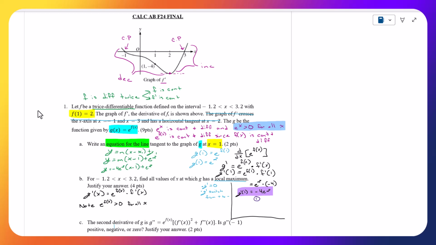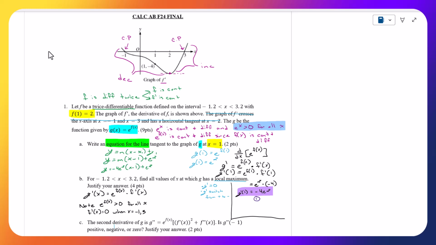But f prime of x equals 0 when x equals -1 and 3. So those are the 2 points we want to look at, because we're setting our factors to 0 basically. E to the f of x equals 0, that's never true. F prime of x equals 0 when x equals -1 and 3. I got that information from the graph here and here from our 2 critical points.